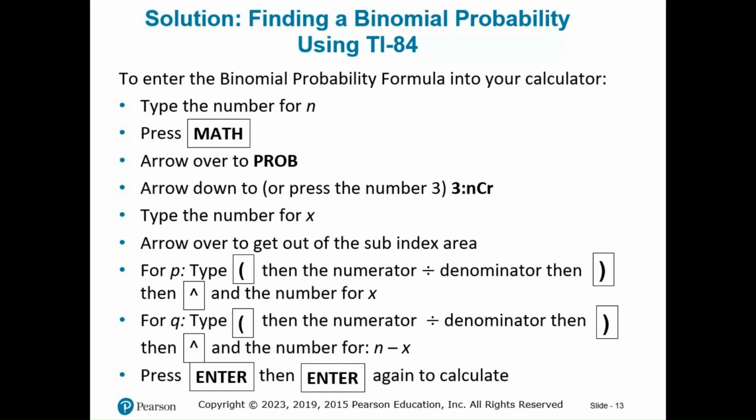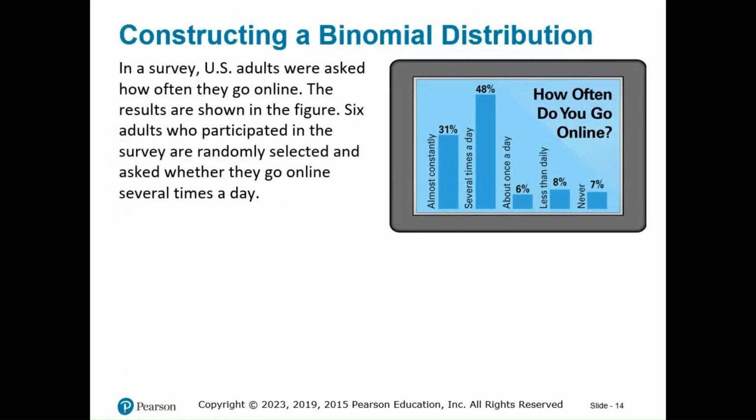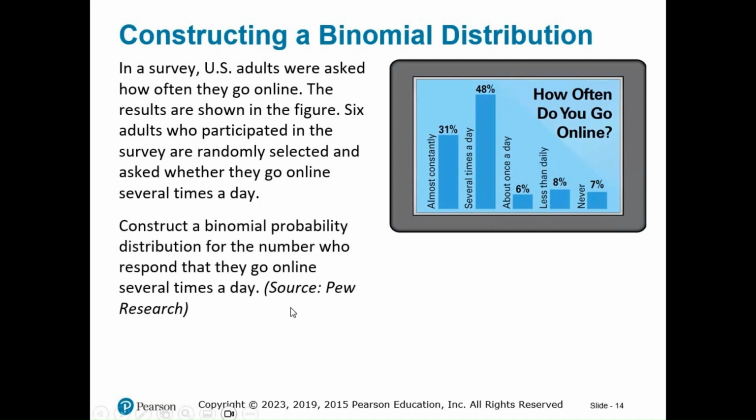Alright, let's do another example. In a survey, U.S. adults were asked how often they go online. The results are shown in the figure. 6 adults who participated in the survey are randomly selected and asked whether they go online several times a day. That's one of the choices you can see in the figure. Construct a binomial probability distribution for the number who respond that they go online several times a day.